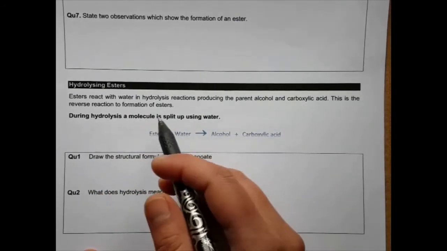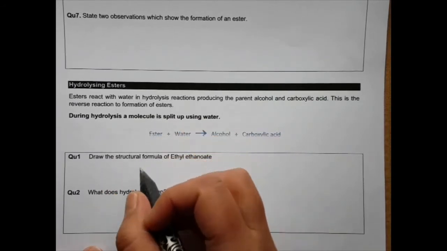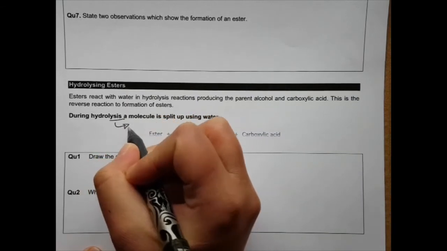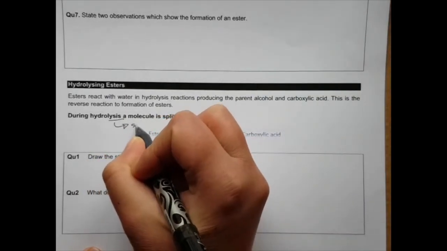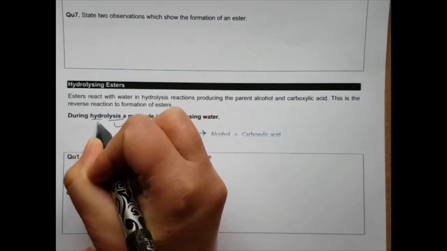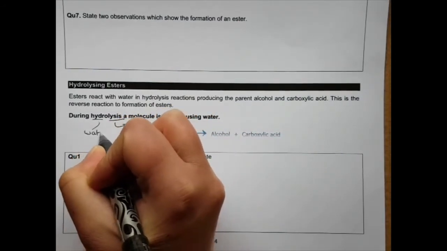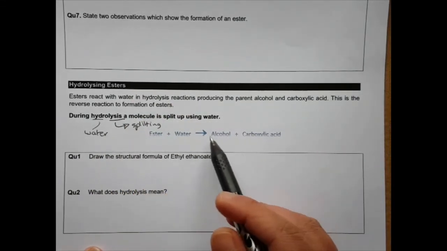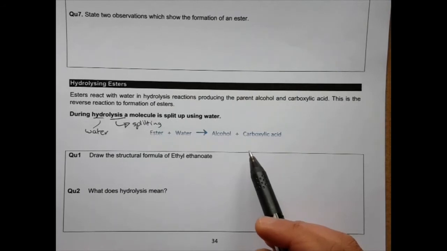So during hydrolysis, a molecule is split up using water, and that name, lysis, you might remember this, I think we have discussed it before. Lysis means splitting, and hydro refers to water. So hydrolysis literally means water splitting. So we're using water to split up the ester to form the alcohol and carboxylic acid again.